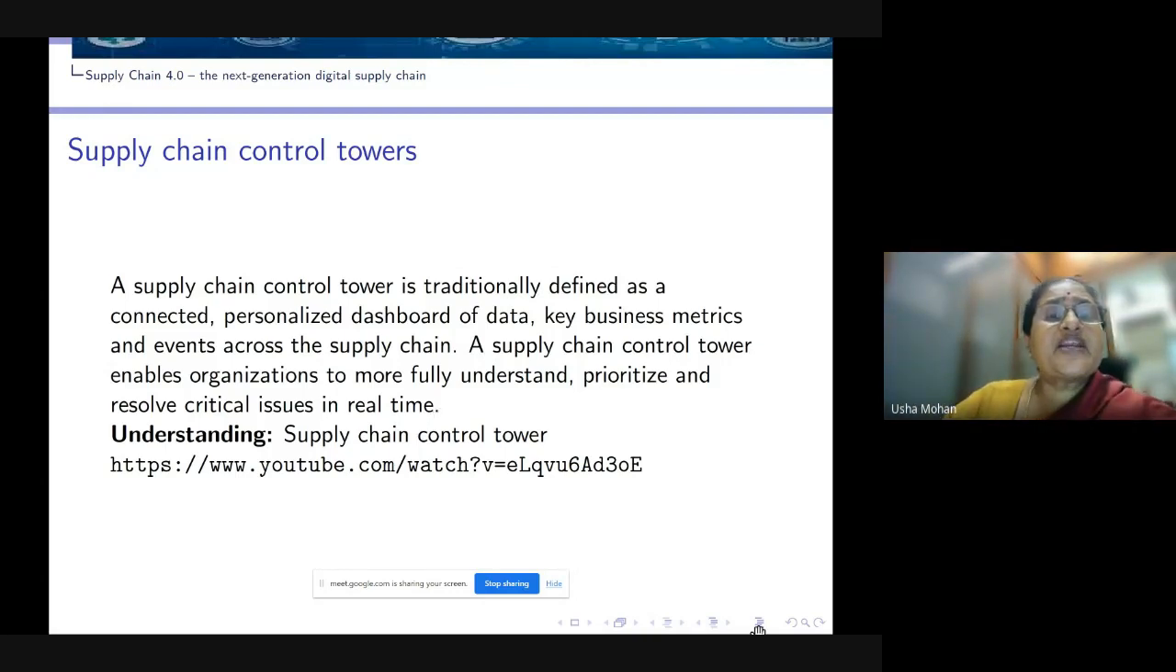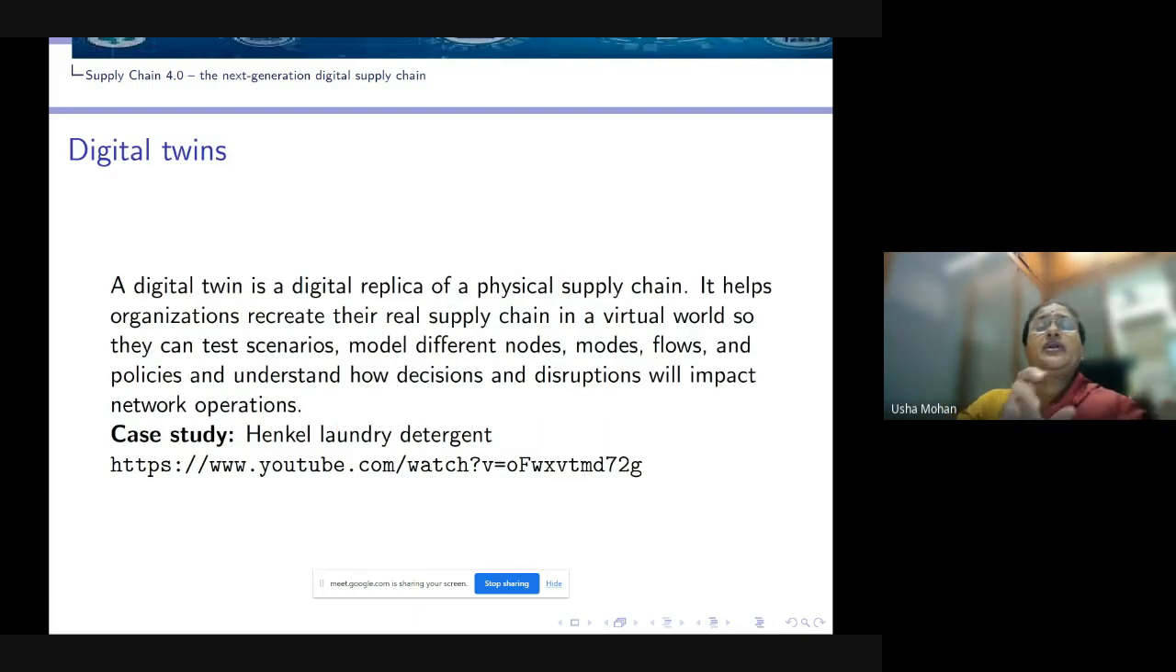Associated with supply chain control tower, another important technology which is playing a major role in current day supply chains is the concept of a digital twin. A digital twin is basically a digital replica of a physical supply chain. Now, what is a digital twin and why does it help us? See, all of us understand simulation as a tool. Simulation as a tool basically helps us simulate a real-time process.